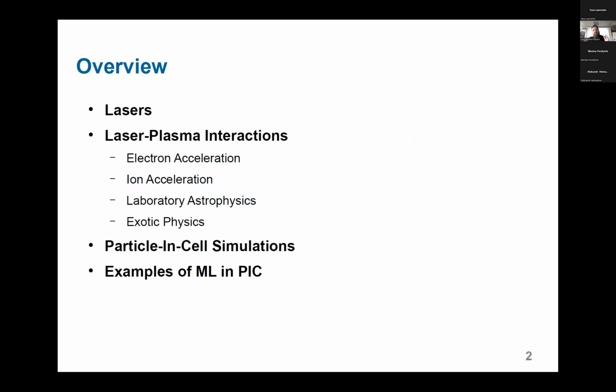As a short overview, I will talk about lasers, laser plasma interactions, and specifically applications of those interactions for electron acceleration, ion acceleration, laboratory astrophysics, and some exotic physics, exploration of unusual physical phenomena. And then specifically about particle-in-cell simulations, which are, I would say, the most common methods to do those large-scale simulations of laser plasma interactions, and then briefly talk about examples of machine learning in particle-in-cell simulations.